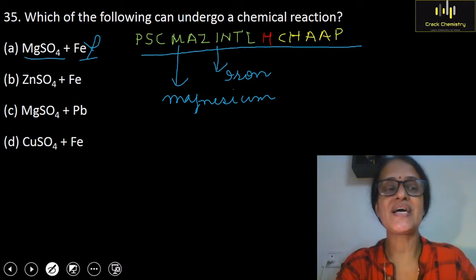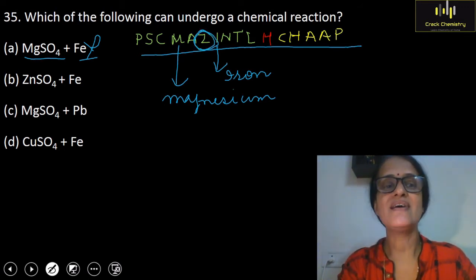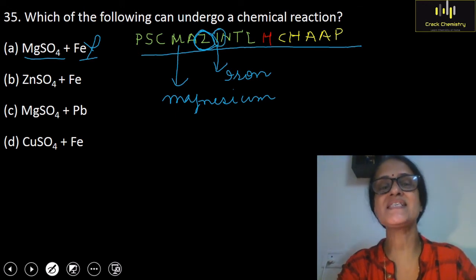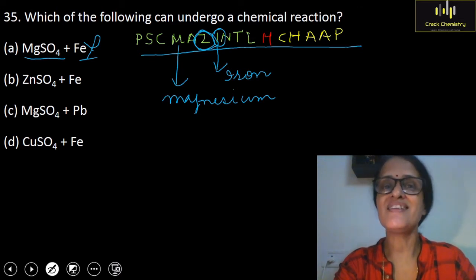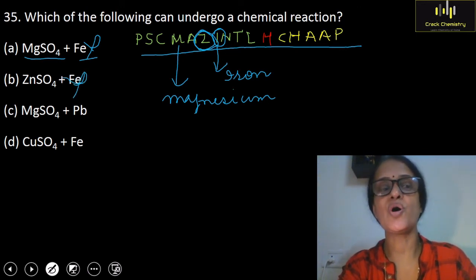Now consider reaction B. Reaction B is ZnSO4 plus Fe. So children, consider the position of the given metals here in the reactivity series. Where is Z? I am showing you with the help of a circle, and you already know that I represents iron. As iron is placed after zinc in the reactivity series, this reaction cannot take place. So option B is also the wrong option.